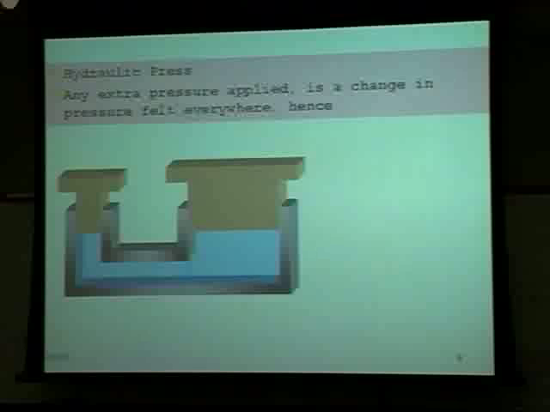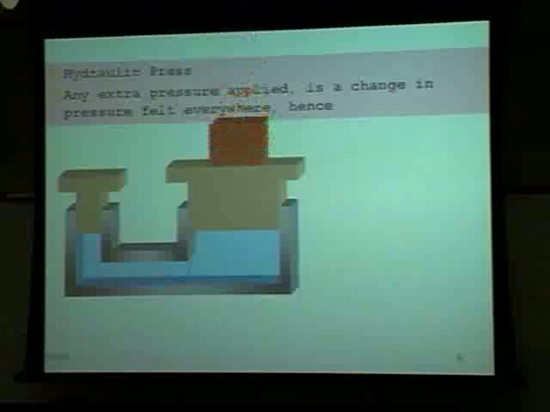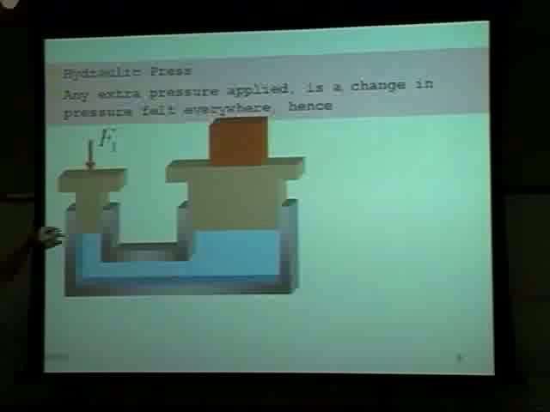Consider this situation. I've got two pistons, and I have a fluid inside this container here. One piston has a cross-sectional area of a certain amount. The other piston has a larger cross-sectional area. I wish to lift a real large mass that is on this larger piston over here, but I want to do it using a smaller force. What I could do is apply a relatively small force on this smaller piston.